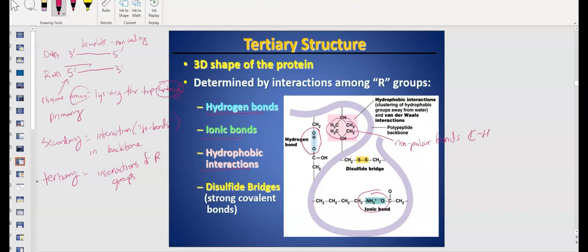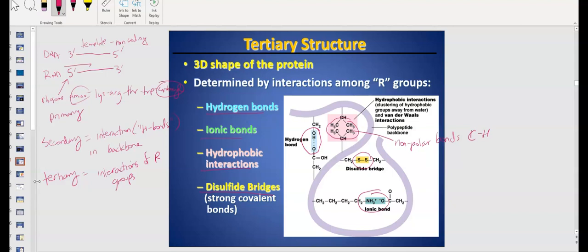Carbohydrates are hydrocarbons, both of those same bonds. And then we have disulfide bonds that we talked about, right? That helps give protein its rigidity. So all these things can occur between the R groups, and that helps it fold into its final shape.